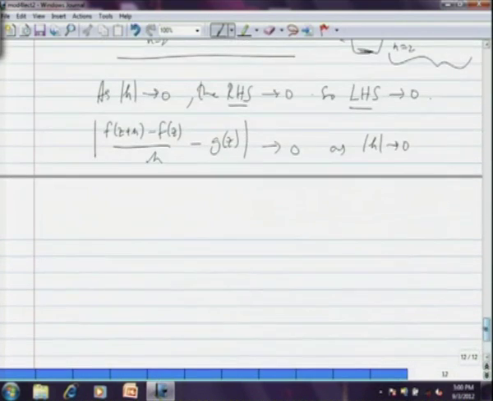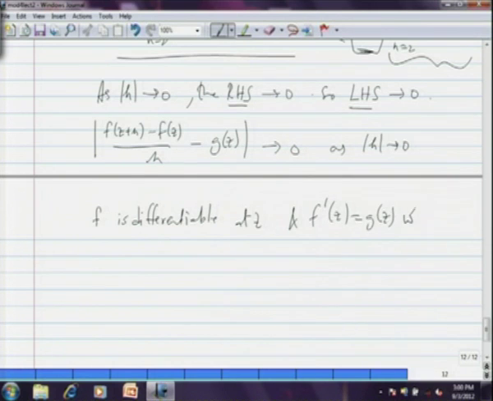Okay. So, we conclude that f is differentiable, okay, at z, okay, and f prime of z is equal to g of z when the modulus of z is strictly less than r. Okay. So, that proves this theorem, and that shows that power series are analytic within their radius of convergence, and their differentiation is precisely the term by term differentiation of the terms within the series.